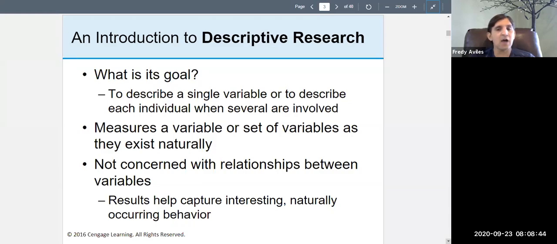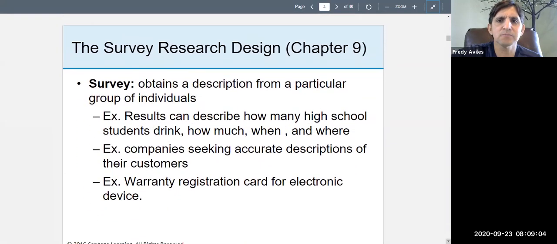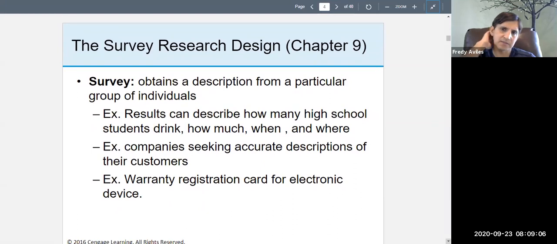Like for instance, how often people consume alcohol in a week, or when people start dating, or naturally occurring behavior, behavior that you observe out there, like children's play behavior. All that can be interesting. If you're doing an observation, you can see that. So that is descriptive research. And from now on today, we're going to talk about surveys.